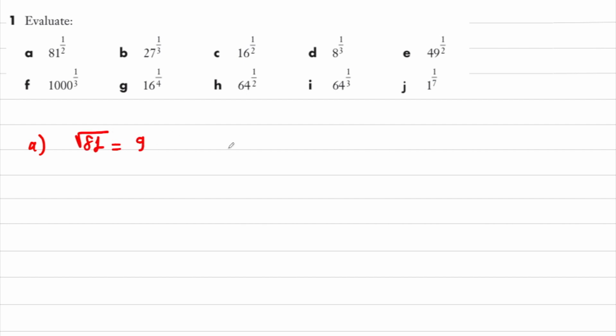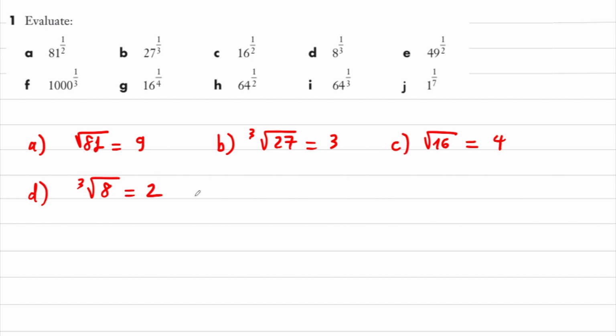This is 9. B, you've got the cube root of 27. Yes, that is 3. C, square root of 16. This is 4. D, the cube root of 8 means 2. E, the square root of 49 is 7. F, the cube root of 1000. Yes, this will be 10.